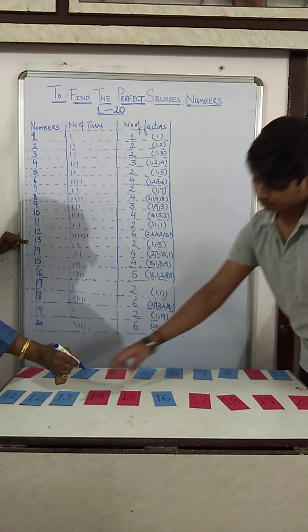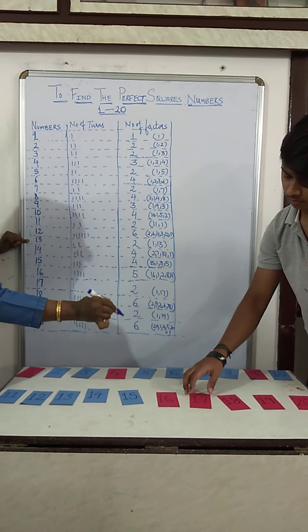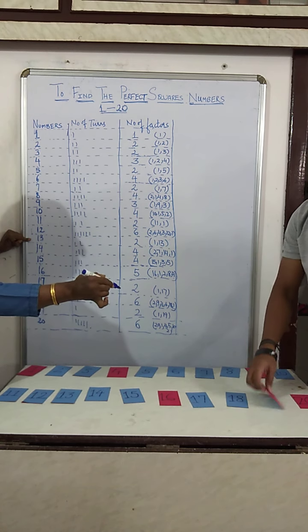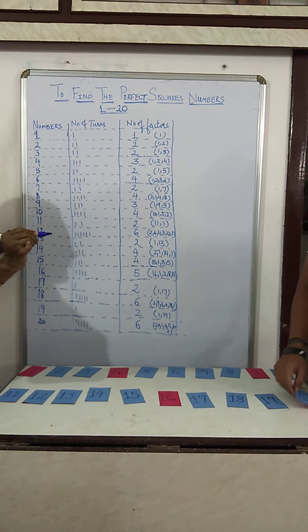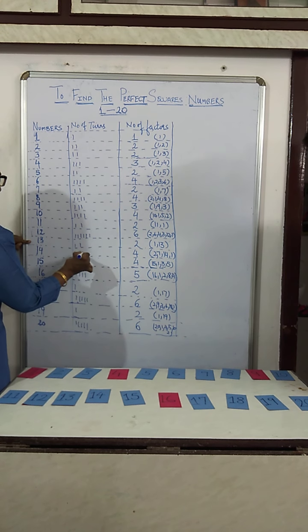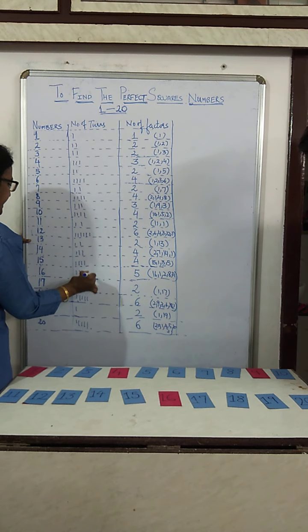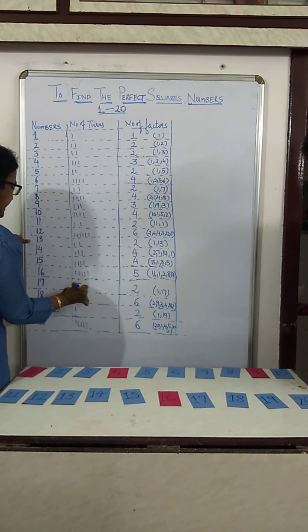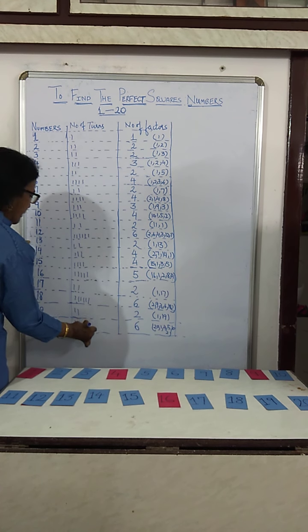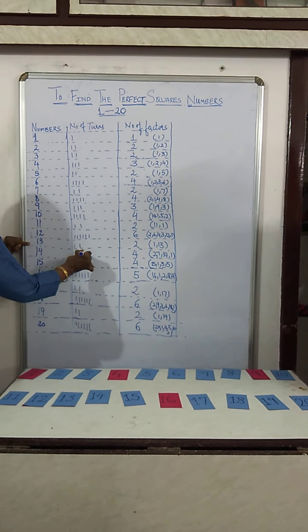Similarly 14, 15, 16, 17, 18, 19 and 20. Because there are no other multiples, we are marking it once. So one turn we have made everywhere.